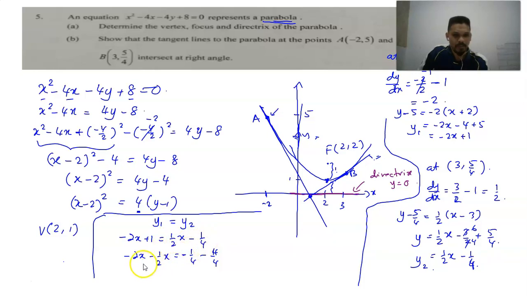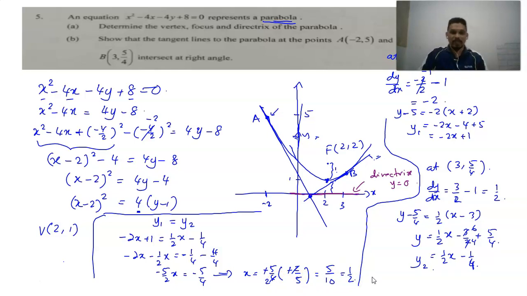Okay, so then here negative 2x minus, okay, negative 4 over 2 minus 1 over 2, negative 5 over 2 x equal to, okay, negative 1 minus 4, negative 5 over 4. So then x equal to negative 5 over 4 divided by negative 5 over 2, or multiply with negative 2 over 5. Negative times negative, positive. So 2 with 4, 2 here, it is equal to 5 times 1 divided by 10, or 1 over 2. Okay, so means that this is a coordinate of x equal to 1 over 2.